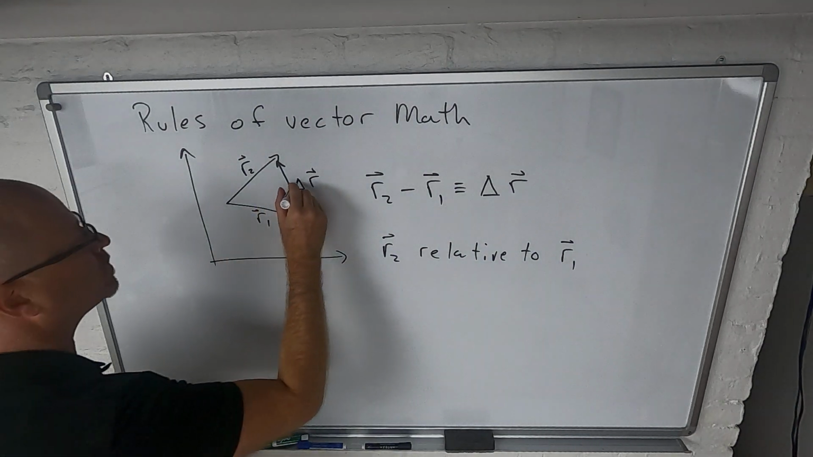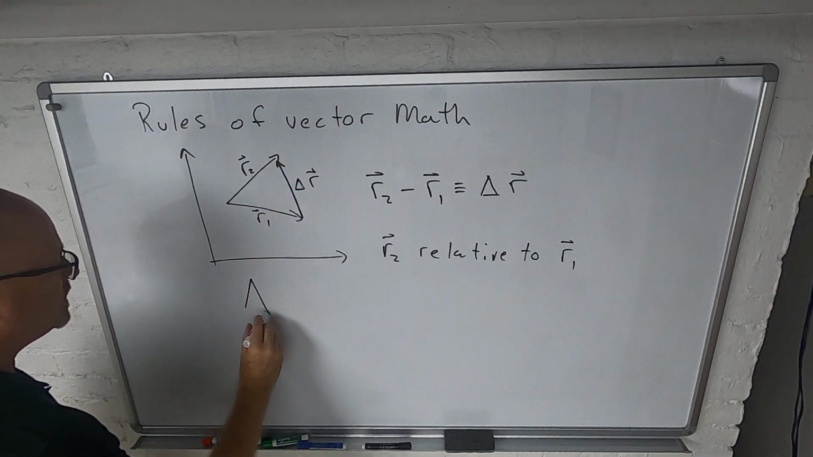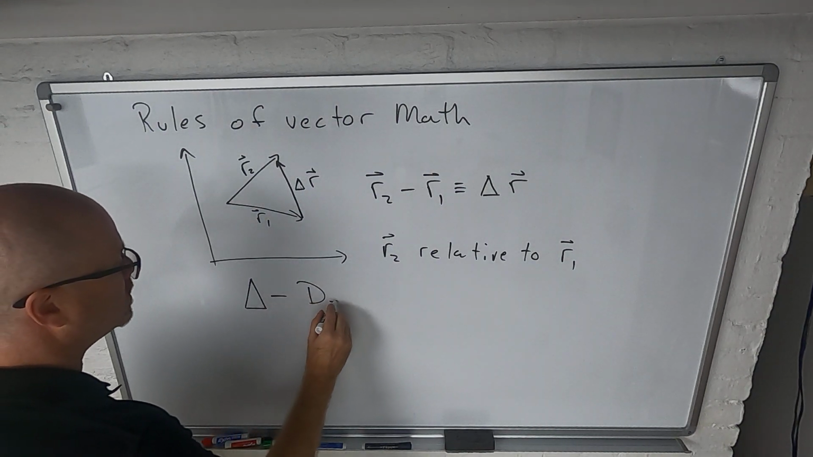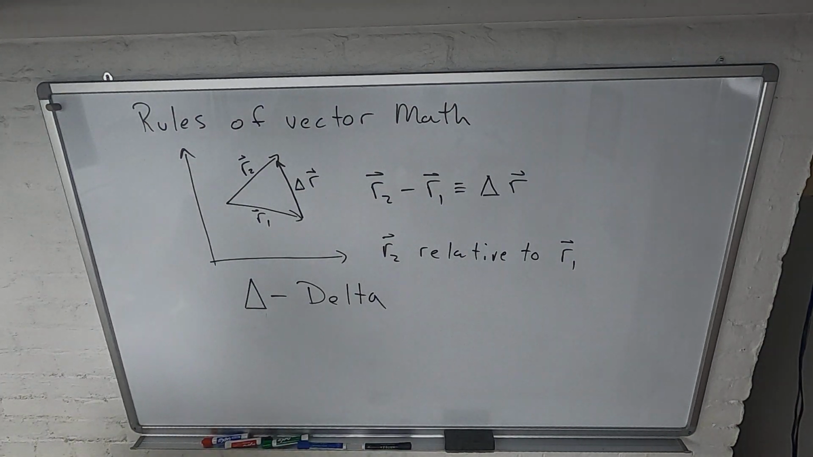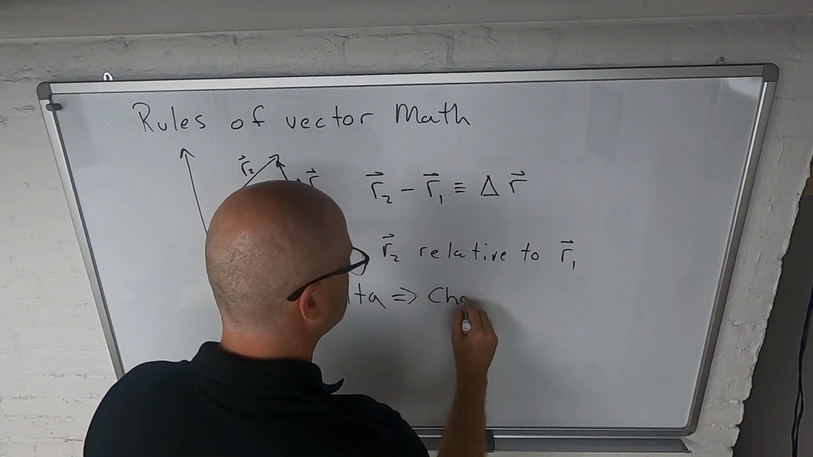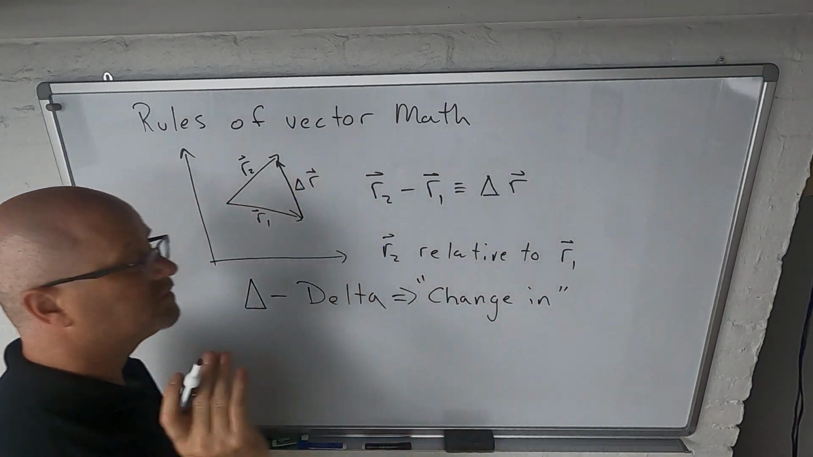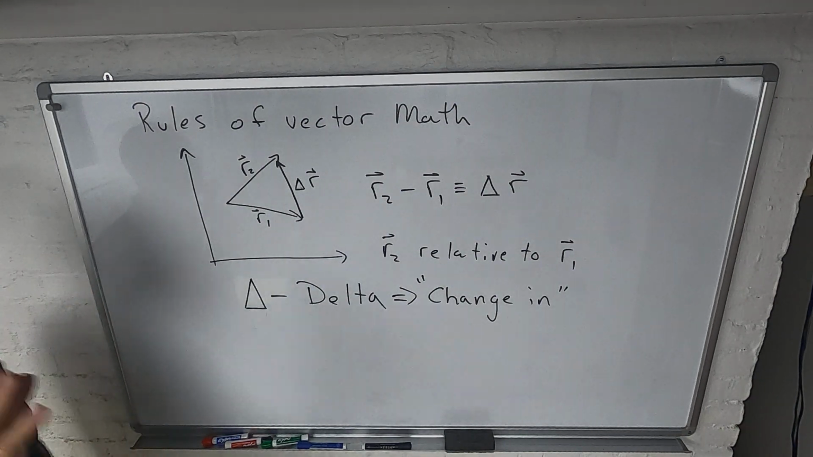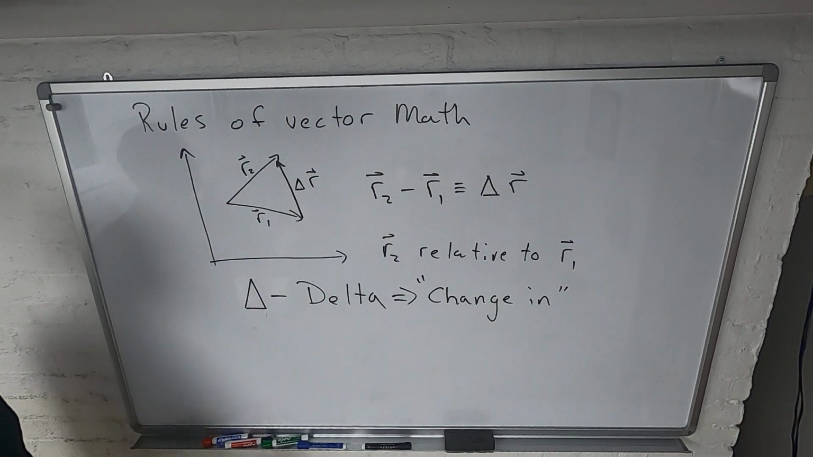Now this delta that I drew, this Greek letter here, we're going to use that a lot. Delta is a letter from the Greek alphabet. It's a capital delta. And it represents in physics the idea of a change in something. Change in lots of different types of things. Change in mass, change in position, change in velocity, change in momentum, change in force, change in time. We write them all with deltas.